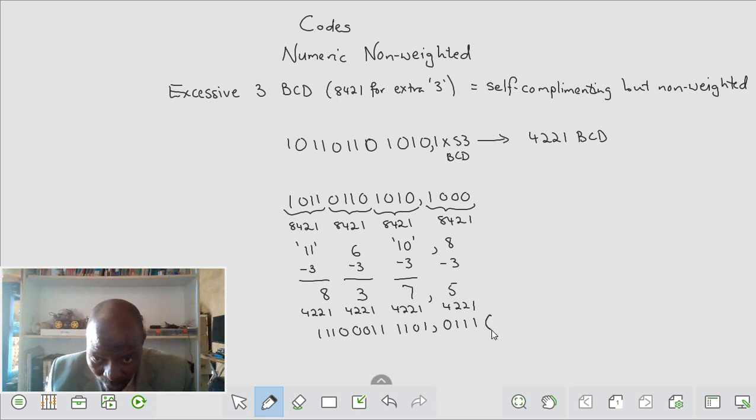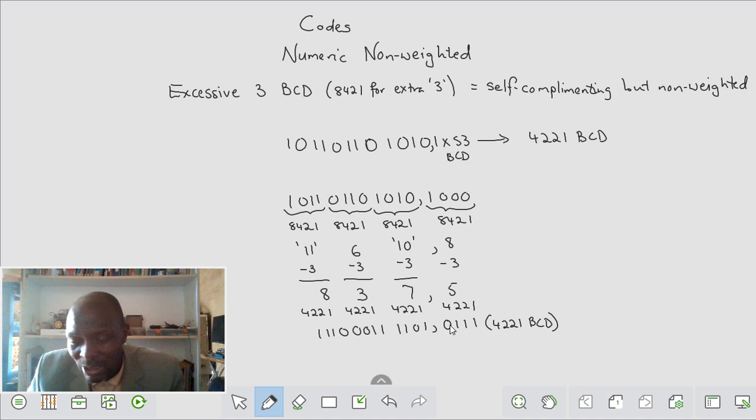And here we must indicate it's not decimal. We have a number like this, it is not binary. This is what? It could have been octal, it could have been anything, it could be hexadecimal, but it is not. So we have to indicate this is what? 4221 BCD. Okay, so I believe I've made enough examples for people to be flexible with this. You can play it over and over. If you have a problem, I don't think this is the most difficult work we would do.